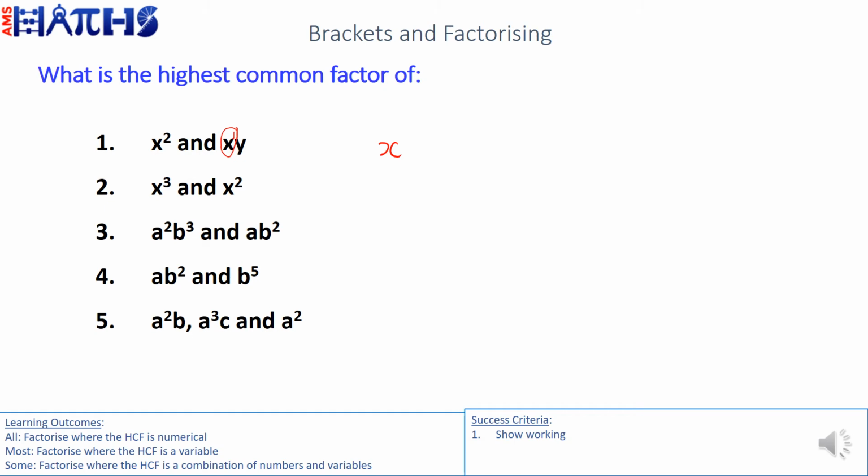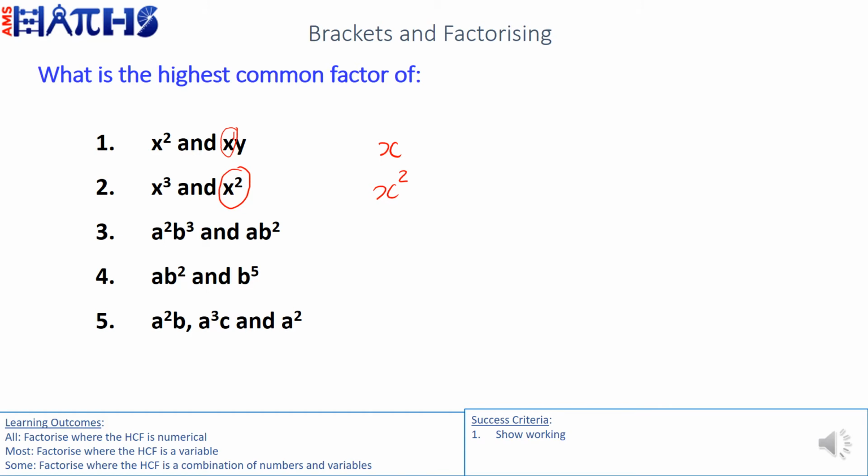Let's look at number 2. We have x cubed and x squared, so the common variable we have is x, and we're going to check for the powers on both of them. We have cubed and we have squared. It therefore means that for our highest common factor, we will pick the one with a smaller power, so that is our highest common factor, x squared.